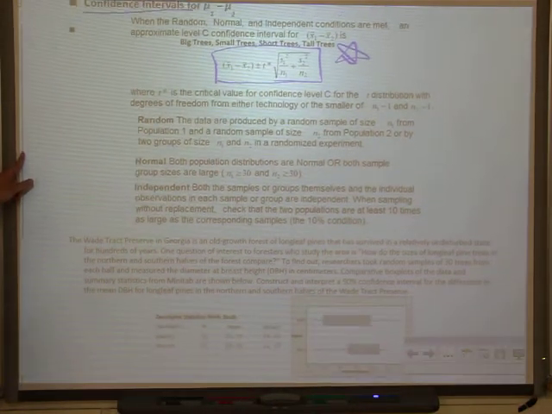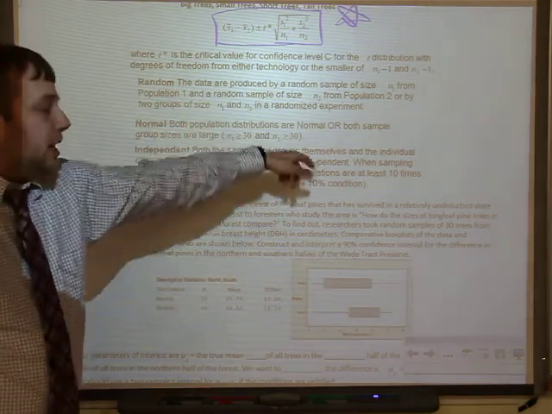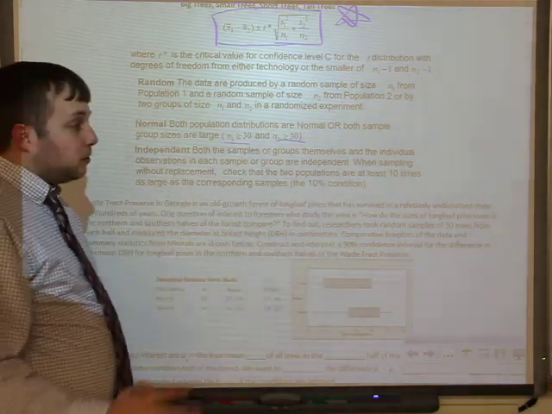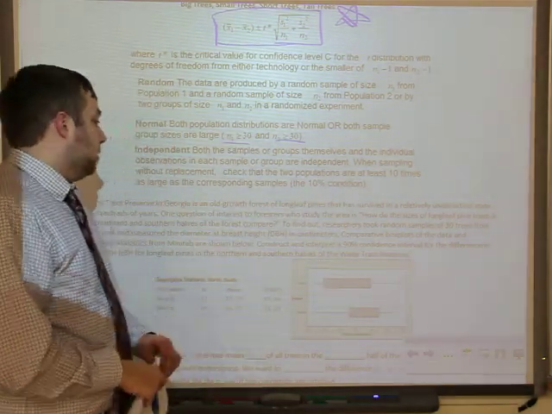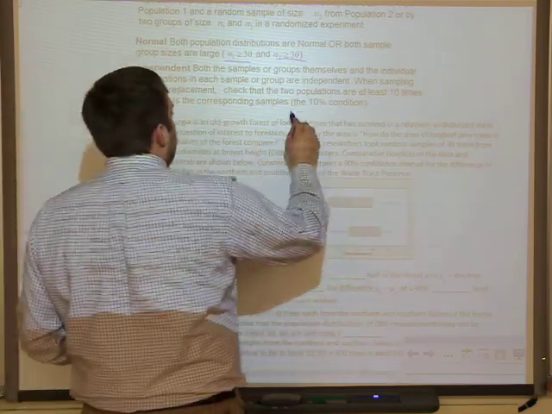Same things apply. Random, obviously, we need things random. Normal, it's got to be greater than 30, both. Not just one. They both have to work. And then independent, remember, 10% condition.